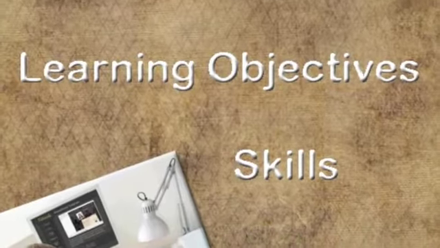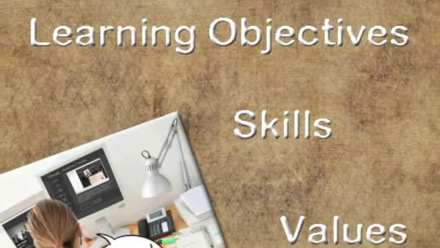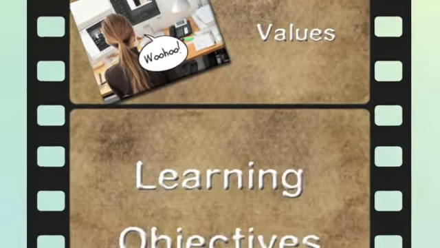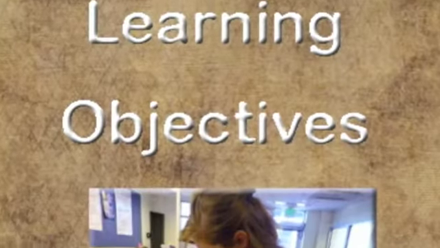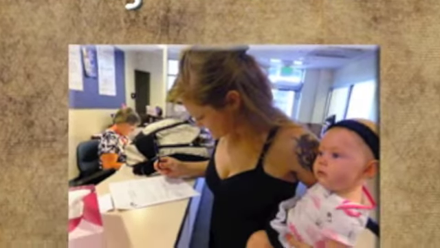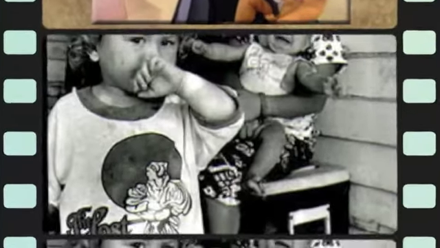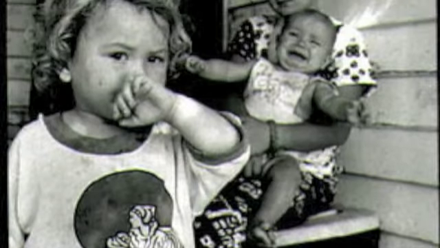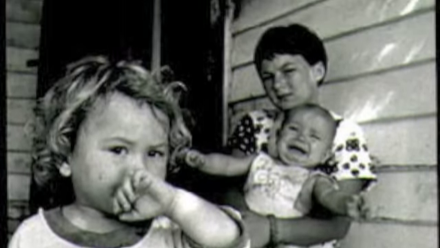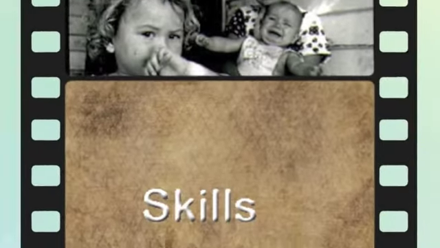As with the other portions of our training, this portion is based on learning objectives, skills, and values. The learning objectives for this module are to understand that documentation directly affects assessment of families, to recognize what information is required when documenting a home visit, and to identify the types of documentation used in child protection.